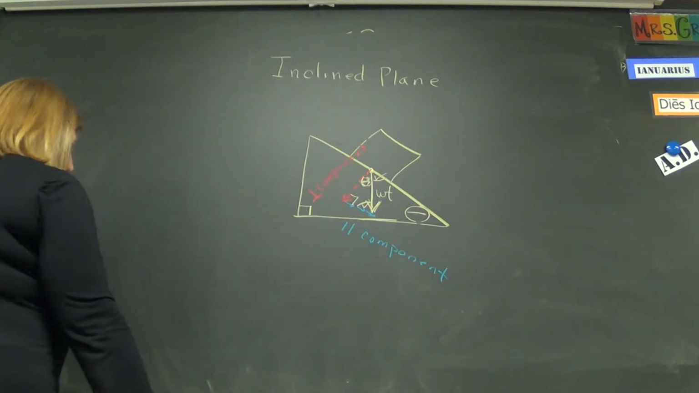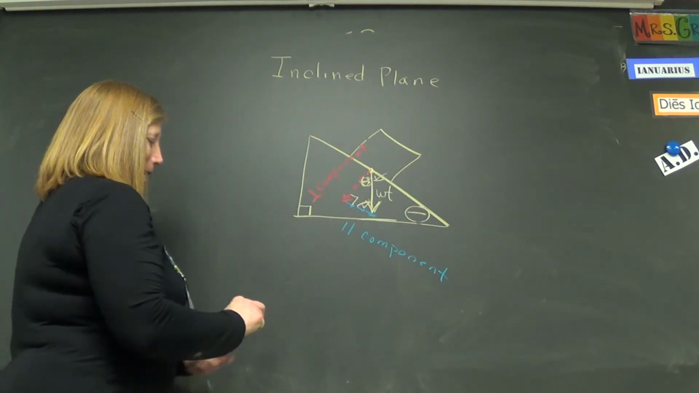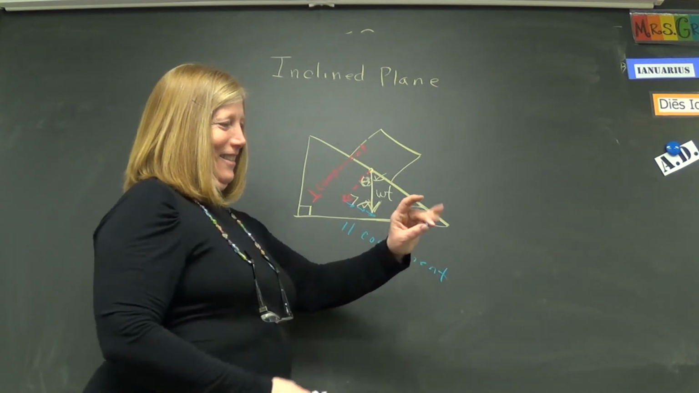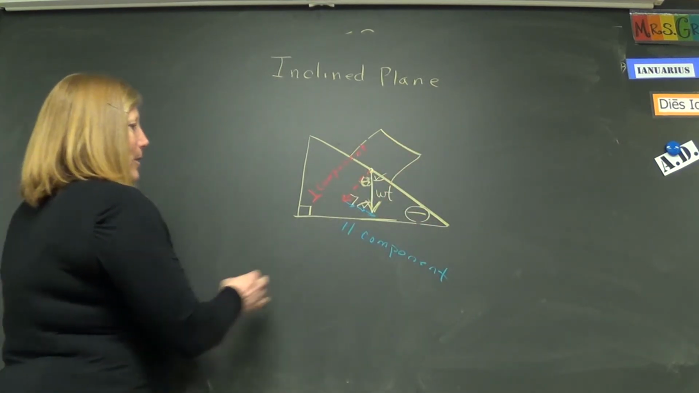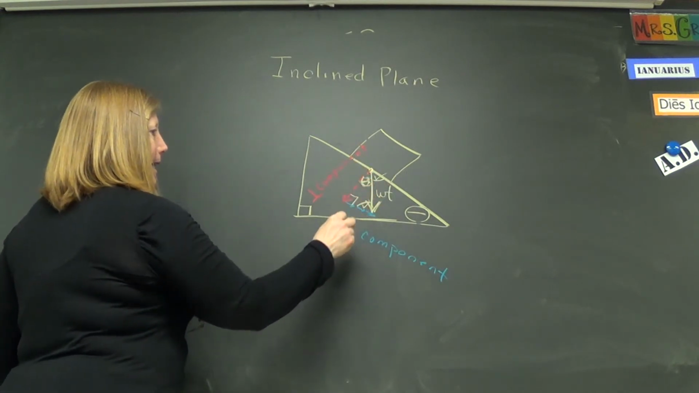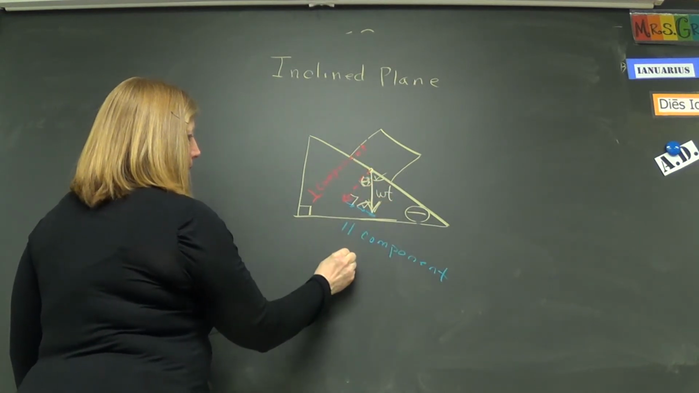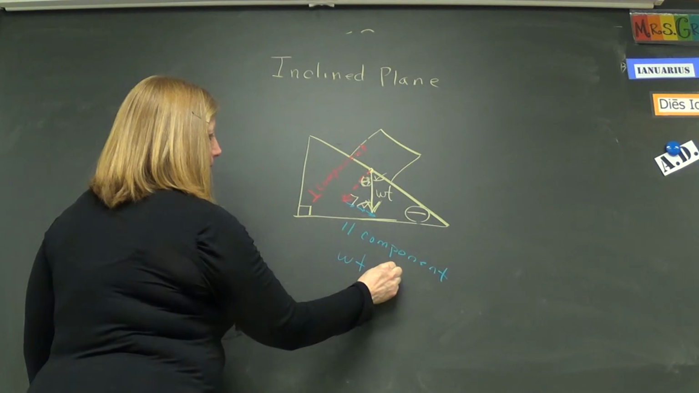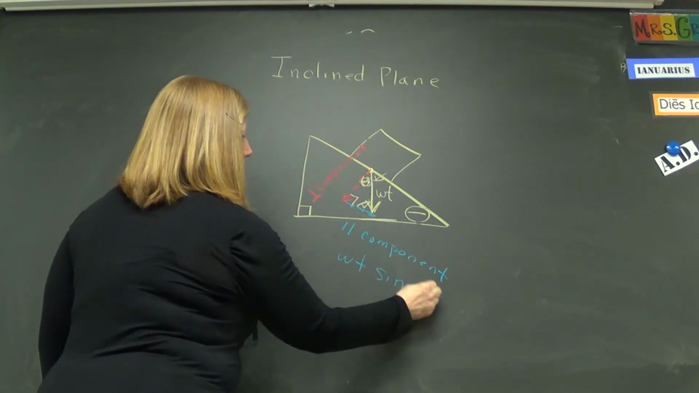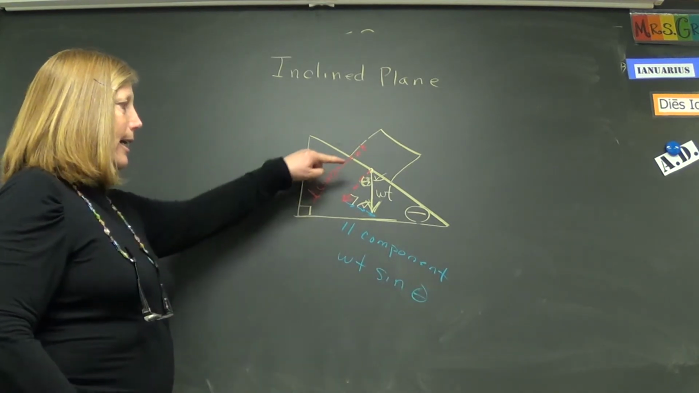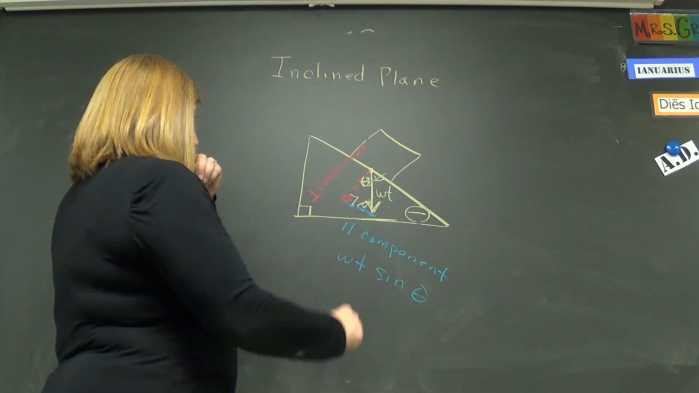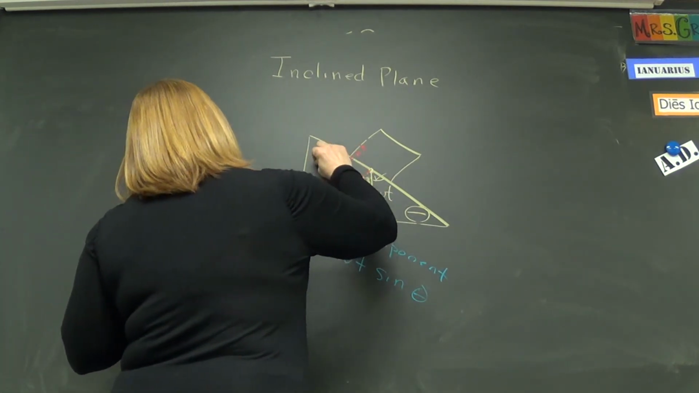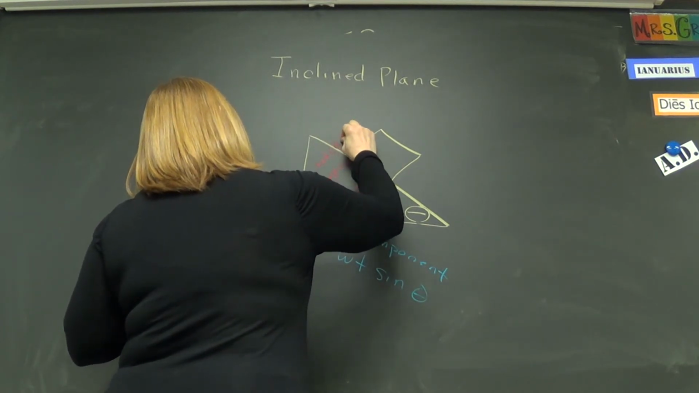This one, I lost my blue nub. It is really a nub. Look at this thing. Oh my. Can you see it? All right, the parallel component is across from the angle, and this is weight, so its name is weight sine theta, because sine always works with the side opposite. And the red component, or the perpendicular component, is next to the angle, so it's weight cosine theta.